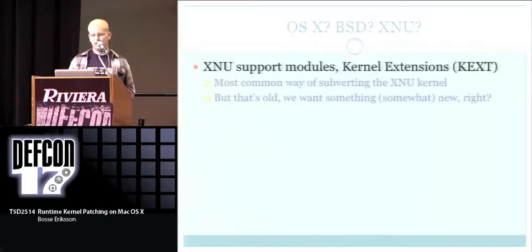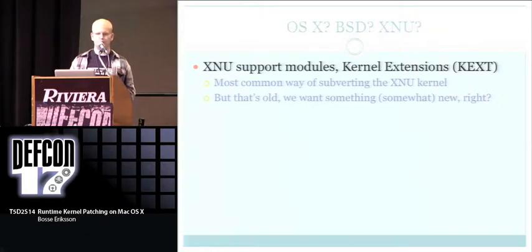The XNU kernel, like any modern operating system, supports modules. On Linux you have LKMs, BSD has KLDs, and OS X has KEXTs, kernel extensions for device drivers and so on. So you can extend the kernel at runtime by adding new code to it. And this has been the primary way to subvert the XNU kernel. Like the rootkit I mentioned, WeaponX, uses kernel extensions to patch it. But I think that's all that's been done.